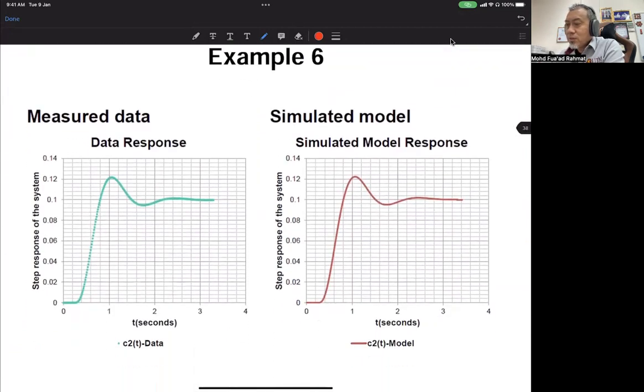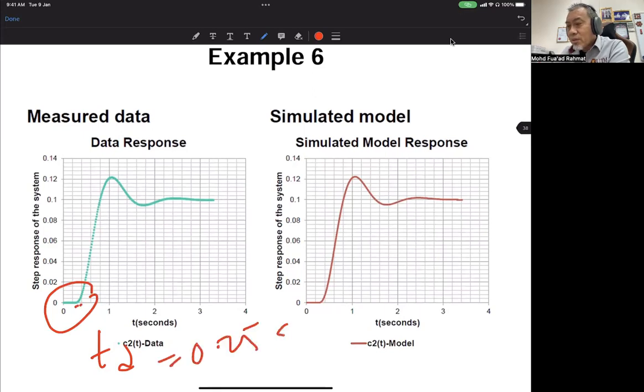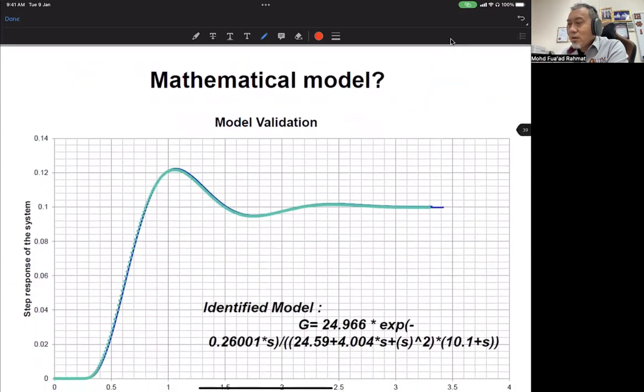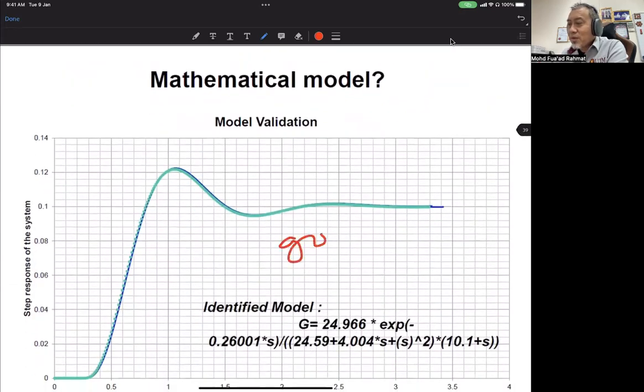Example 6 is another case, but this one the time delay is 1, 2, 3, 4, 5 boxes, 0.2, 0.4, 6, 8, so 0.25 seconds. This one was given by me, and the student came out with the proposed estimated model, and it looks better. This one is very good. Full mark.